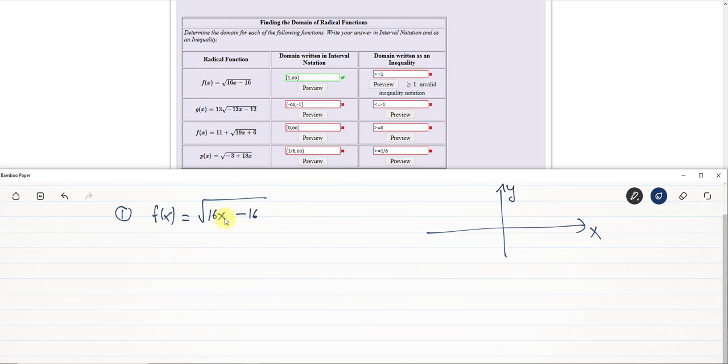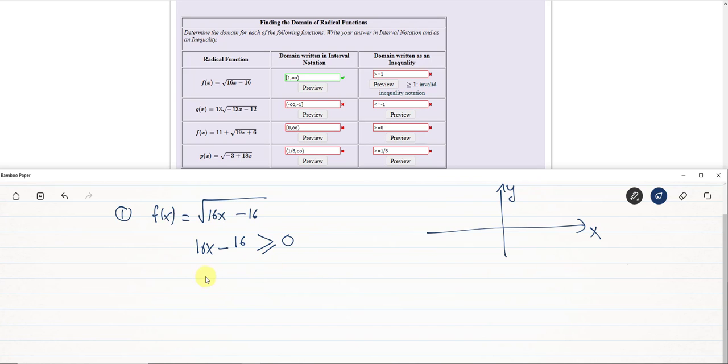So this function is defined as long as the value inside the radical, the square root, is either 0 or bigger than 0. The expression inside the square root is 16x minus 16, and you want this expression to be at least 0 or higher because the square root of a negative number is undefined. So we want 16x minus 16 to be bigger than or equal to 0.